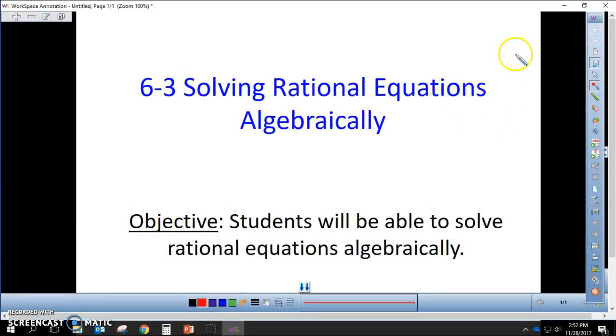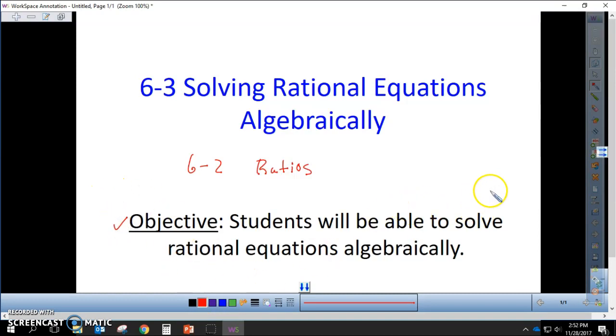This is a second follow-up lesson to 6.2, which was also solving rational equations algebraically. However, 6.2 focused on rational equations more so being ratios. Today we're going to get into some addition and subtraction. Our objective is that students will be able to solve rational equations algebraically.